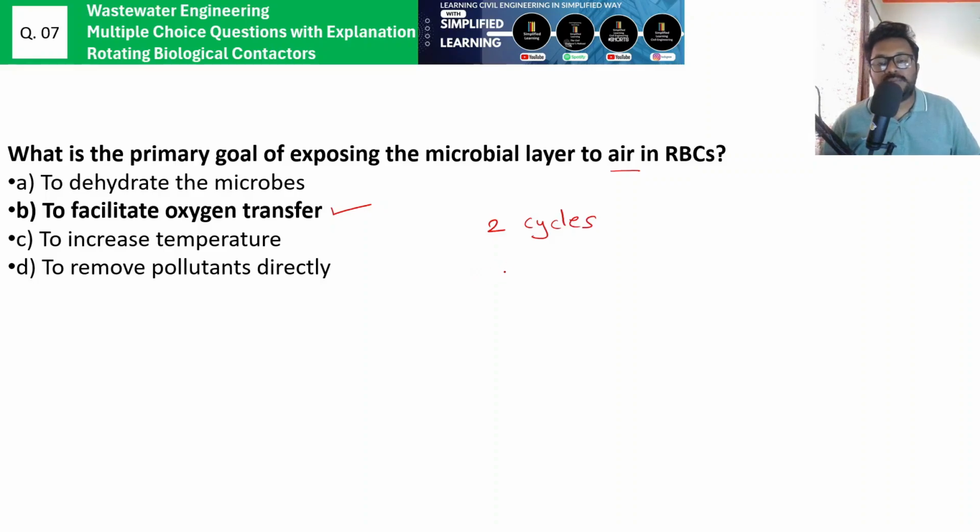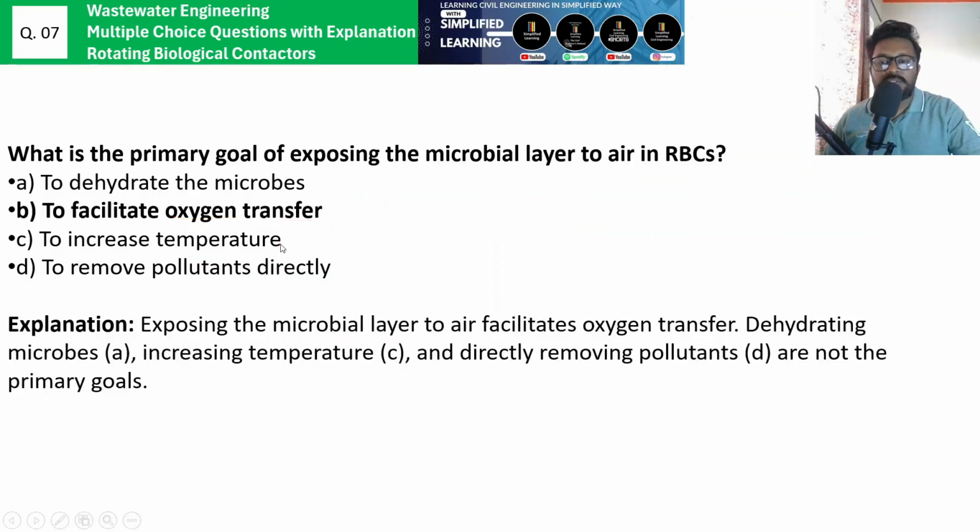When we are saying that exposure to atmosphere is taking place, we are talking about oxygen transfer, and when the disc is submerged, or let's say when the cycle is going on and the disc is getting submerged into the wastewater, it is adhering itself with the organic matter that the microorganisms are going to require to break down. The primary goal is to facilitate oxygen transfer, not to dehydrate the microbes, nor to increase the temperature, not to remove the pollutants directly. Direct removal of pollutant is not possible in RBC.